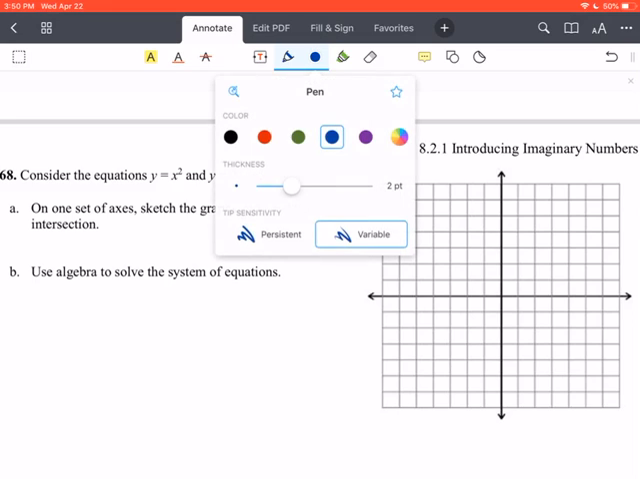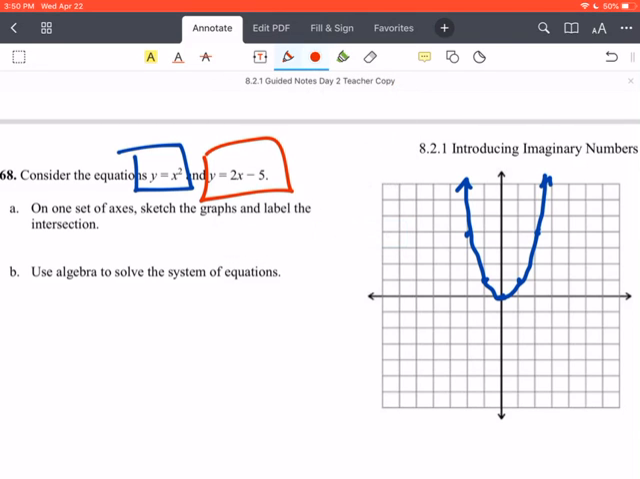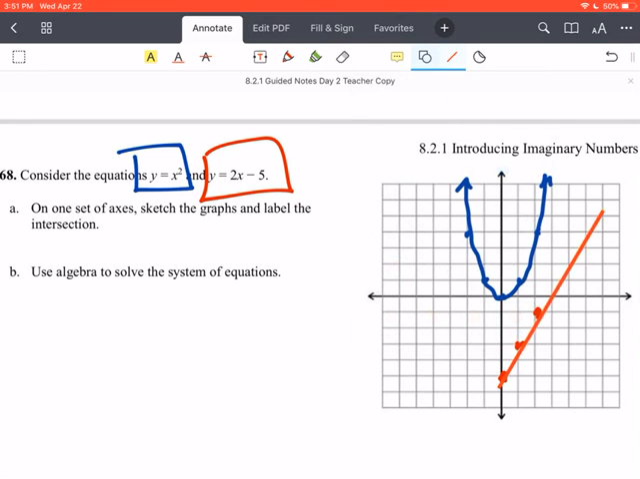So let's go ahead and do that first. So I have my vertex, and then I have out one, up one, and then up 4. So here is my parent function, y equals x squared. And then we have a linear function, which I'll do in red, starting on -5, and then going up 2 over 1, up 2 over 1. And we can draw, let's see if I remember my line tool. Draw my line through there.